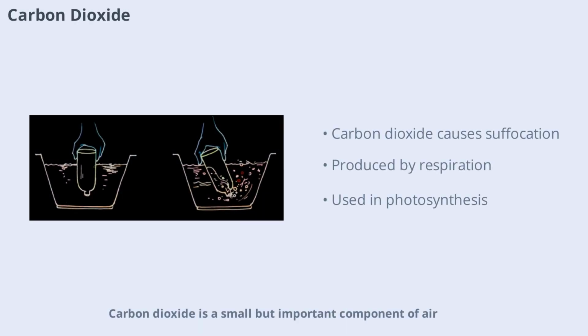Carbon dioxide is a small but important component of air. In closed rooms with burning materials, carbon dioxide can build up, causing suffocation. Plants and animals produce carbon dioxide during respiration and burning. It is advisable not to burn dry leaves or crop remains, as this increases pollution. Carbon dioxide is also used by plants during photosynthesis, helping maintain the balance of gases.